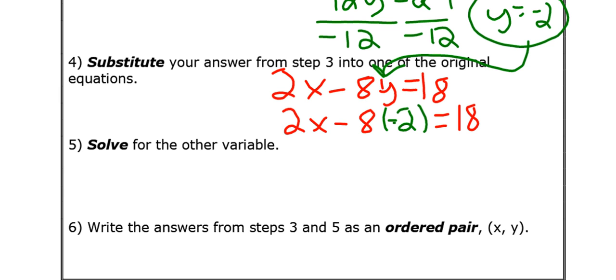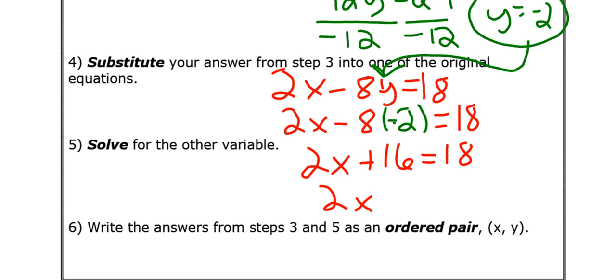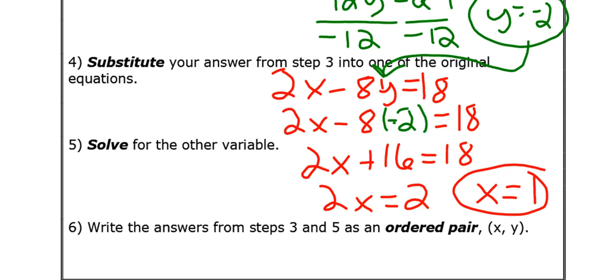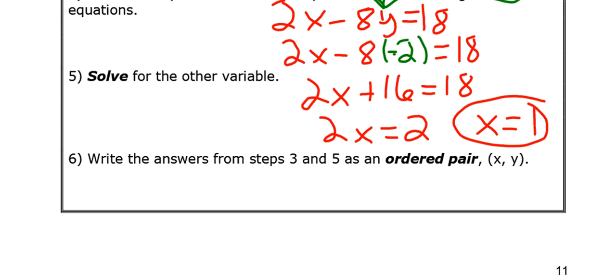Now I'm going to solve it. Negative 8 times negative 2 is positive 16. So I have 2x plus 16 equals 18. If I subtract 16 from both sides, I have 2x equals 2. Then when I divide both sides by 2, I have x equals 1. So x equals 1 and y equals negative 2, and our final answer is (1, negative 2).